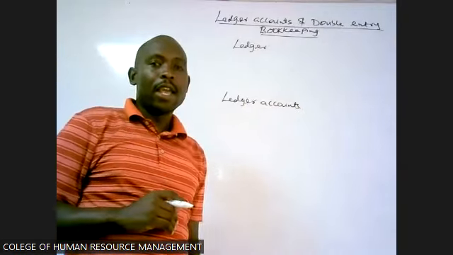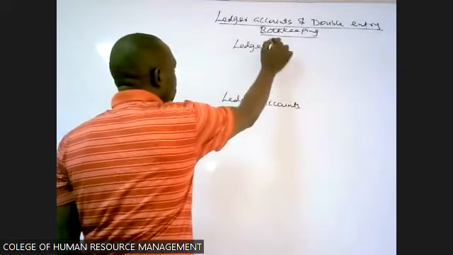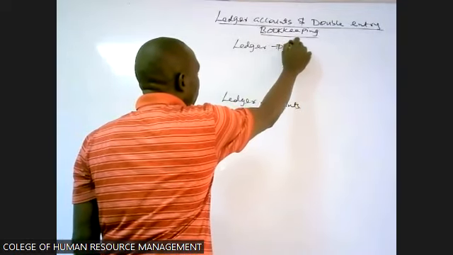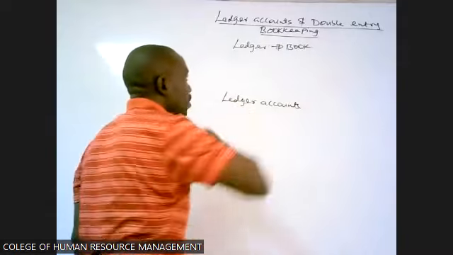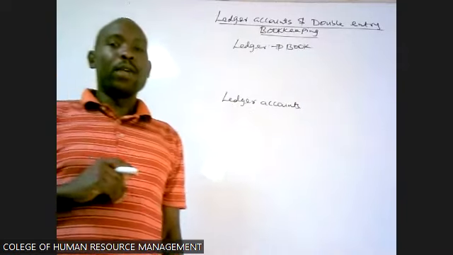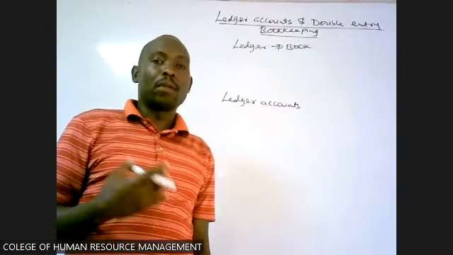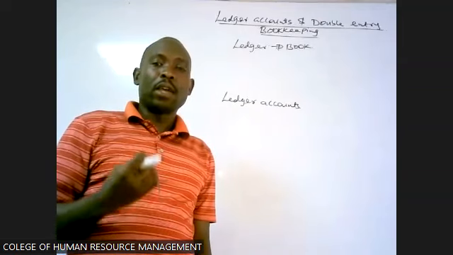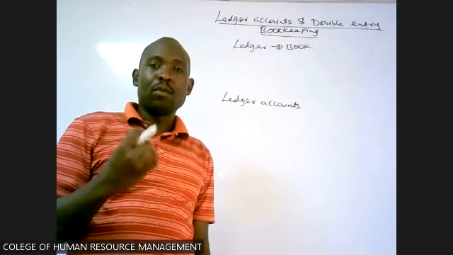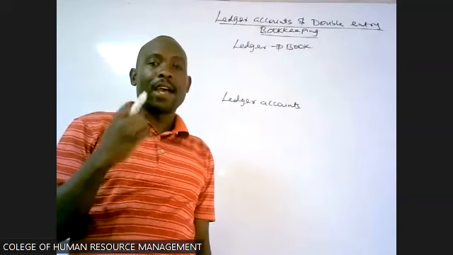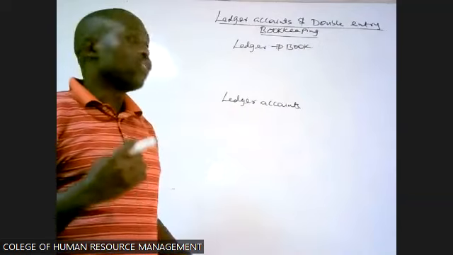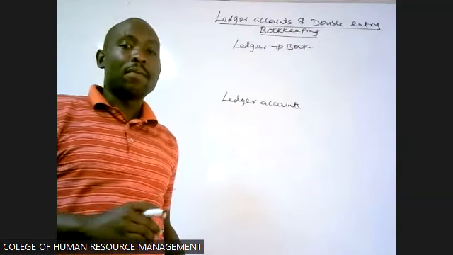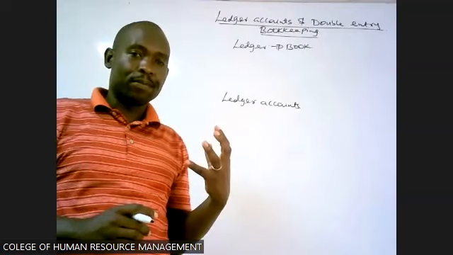Ledger. A ledger is simply a book. We all know what a book is. A book has pages. So a ledger is a book that is specifically designed to record transactions as they occur in the business. So it is a book.